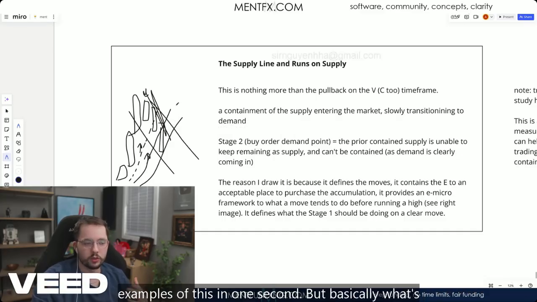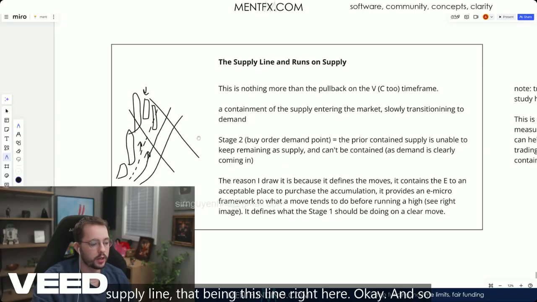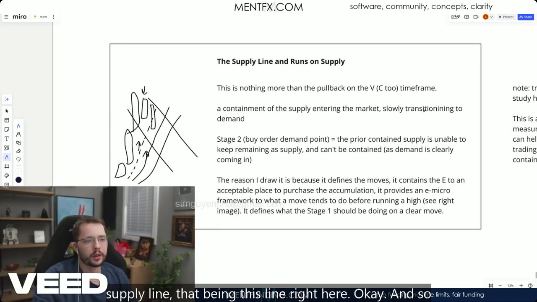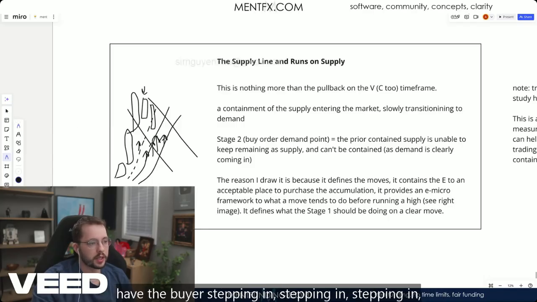And you'll see more examples of this in a second. But basically, the supply is being contained through the supply line, that being this line right here. Okay. And so this is the containment of the supply entering the market, which is slowly transitioning to demand, right? Because you have the buyer stepping in, stepping in, stepping in, stepping in. So it's slowly transitioning into demand.